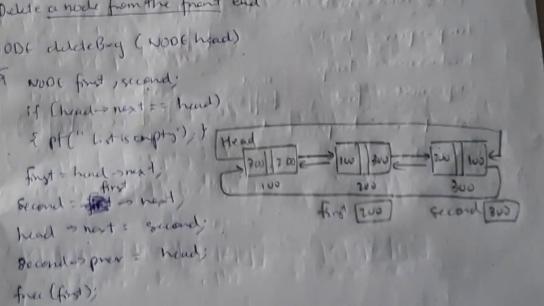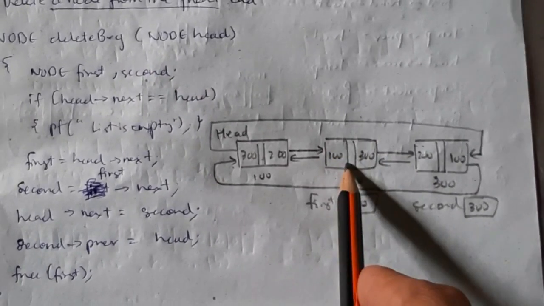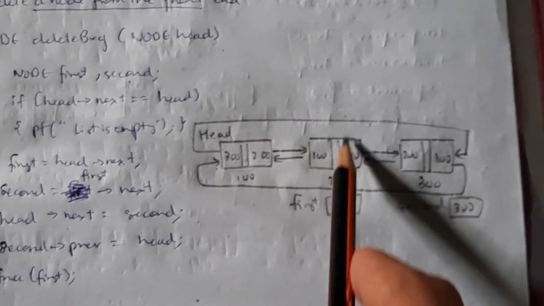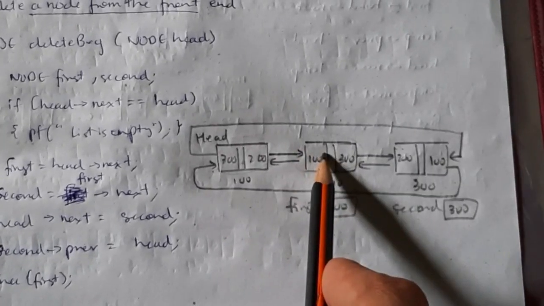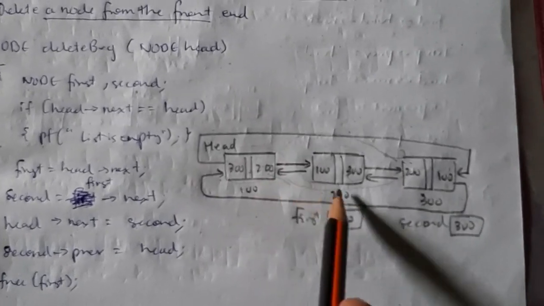or else you can just return head at last. And deleting a node from the front end, this is the first node, so you have to delete this node. Okay, remember, this is the header node, you will have to delete this node. If you have to delete this node, what you will do, you will make this connection with this and previous connection with this. Okay, so you will get the first node here.